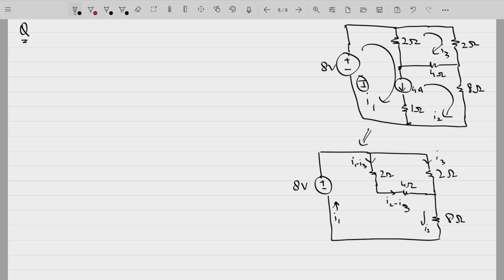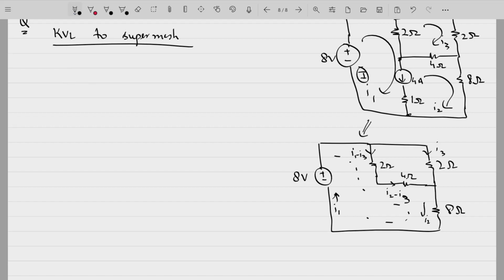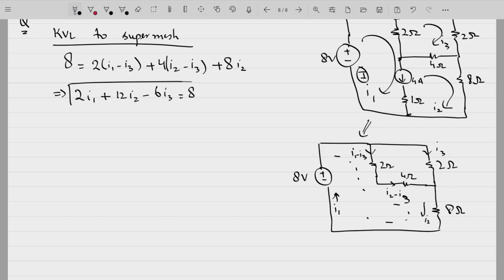So by applying KVL first to the super mesh that we have formed, we get 8 is equal to 2(I1 minus I3) plus 4(I2 minus I3) plus 8I2, which implies 2I1 plus 4I2 plus 8I2 is 12I2, minus 2I3 minus 4I3 minus 6I3, is equal to 8. This is equation number 1.